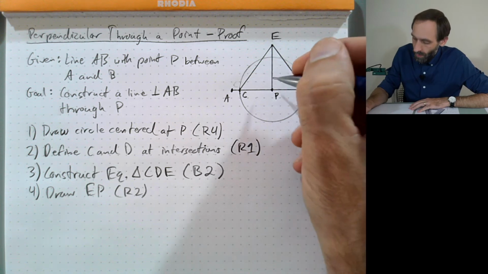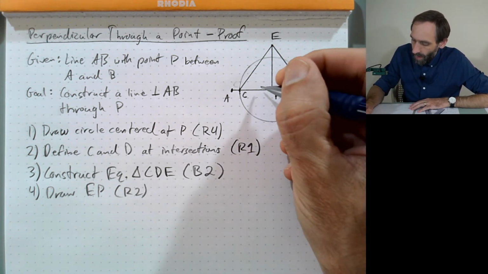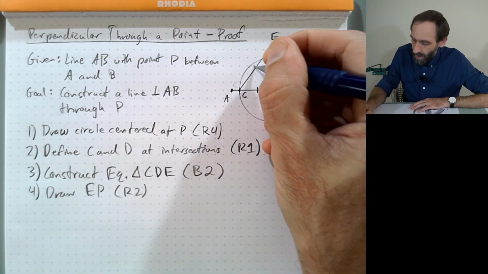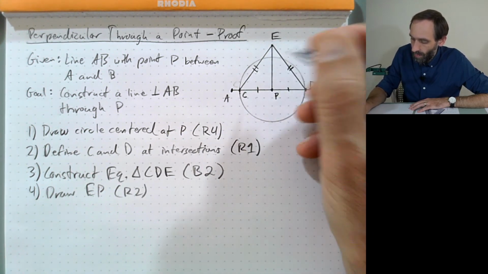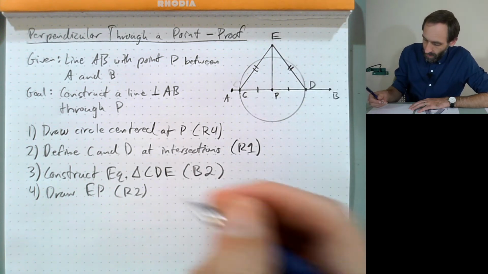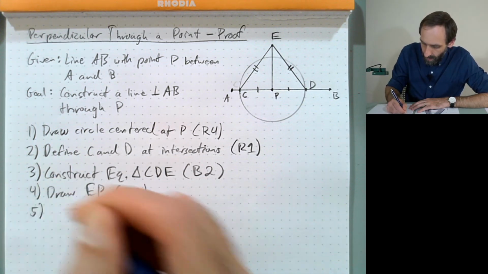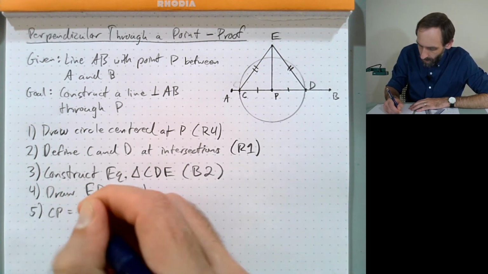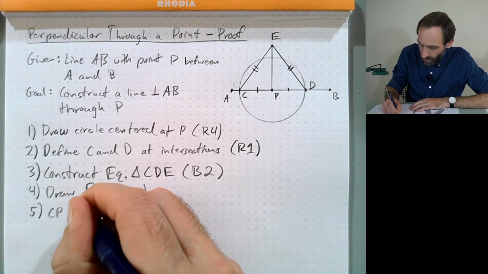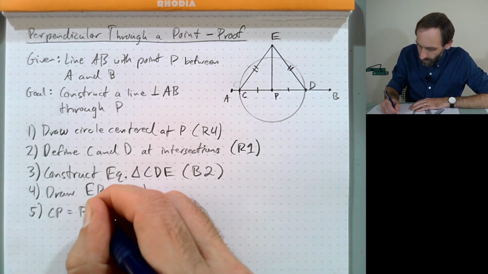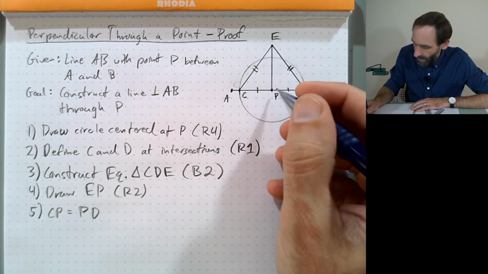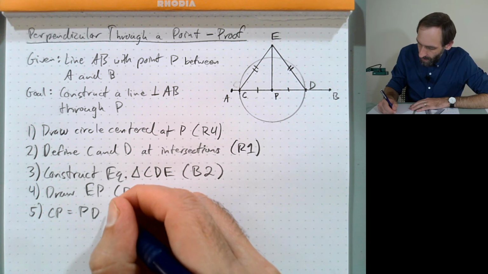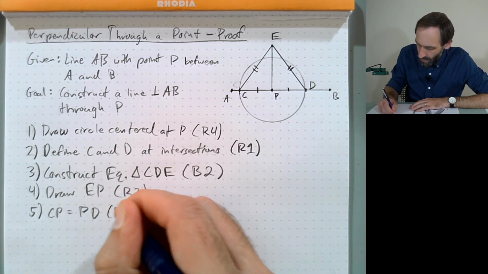Now let's look at what we have here. Our goal is to prove this is a right angle. Based on the construction, I know that this is equal to this. Based on the fact that it's an equilateral triangle, I know that equals that, and then EP is itself. So let's get these facts down. Step 5, CP equals PD. So this is equal to that, based on the definition of a circle.